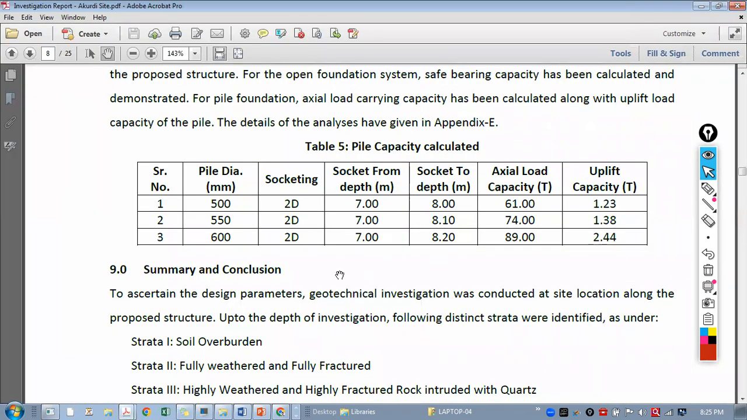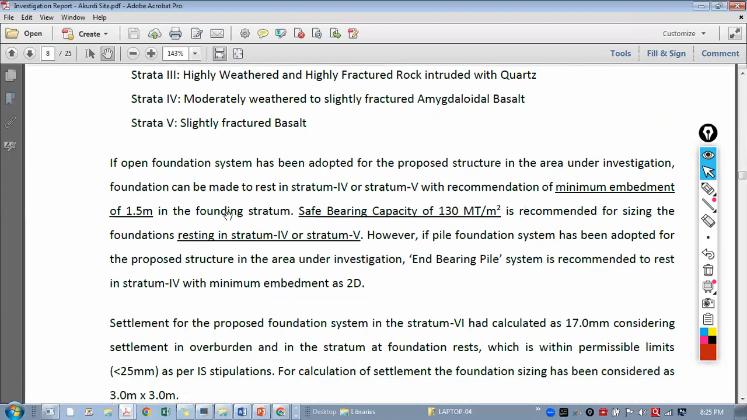Okay. So as per your design requirement, you can think of any diameter. Either you can choose 3 diameters, or you can have 1 diameter and then increase the number of piles. Depends on you.